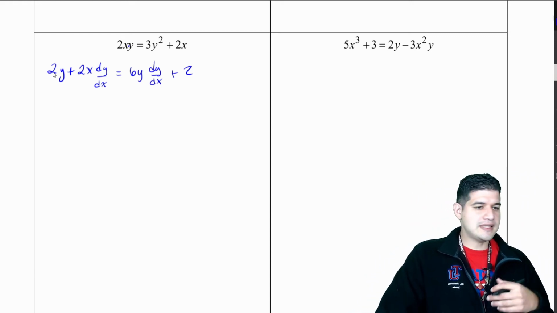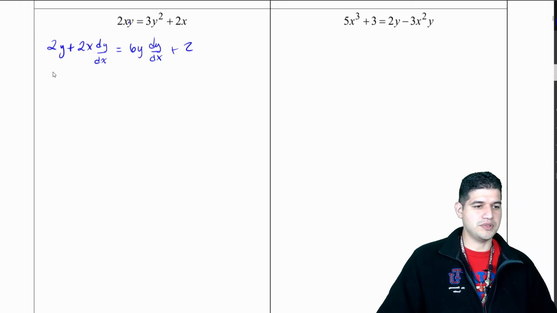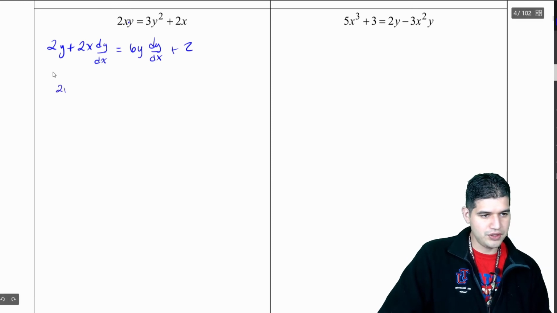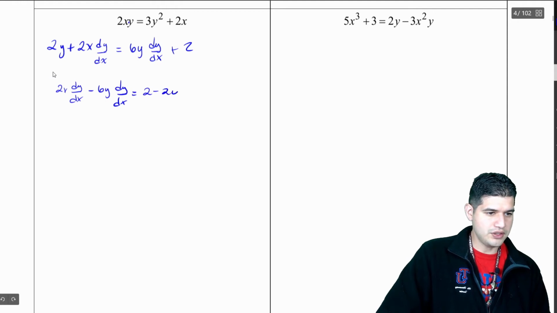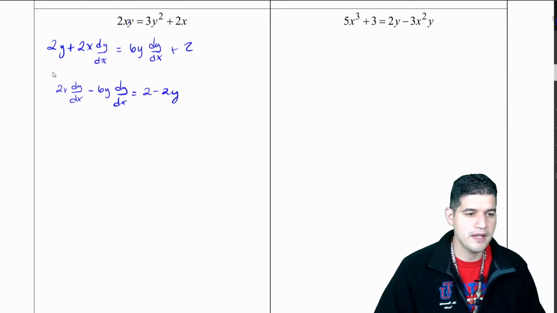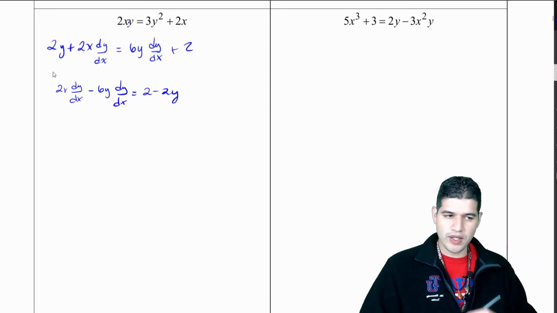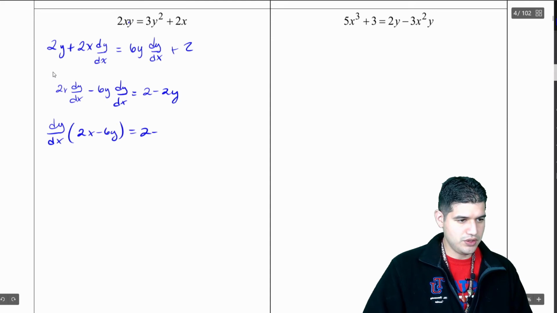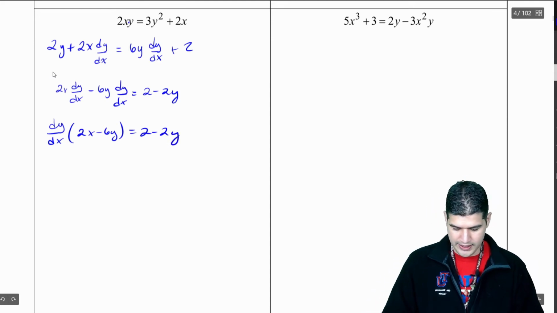From here, it's the same thing that we've been doing on the other problems. dy/dx is to one side, divide it out. So I'm going to have 2x dy/dx minus 6y dy/dx equals 2 minus 2y. Okay, what can I do with that? Of course, factor out dy/dx. So then I'm left with 2x minus 6y equals 2 minus 2y.